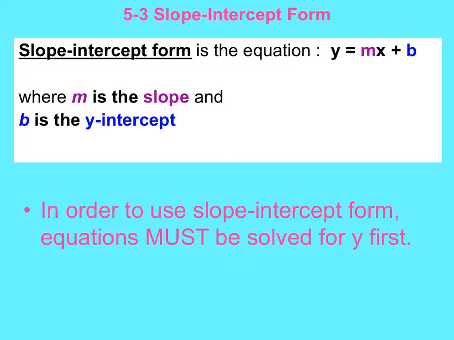Alright, so slope-intercept form is the equation y equals mx plus b, and what you need to know from here is which variable represents your slope and which one's your y-intercept. And the nice thing is it's called slope-intercept form, so the first variable m represents your slope, and the second variable b represents your y-intercept.